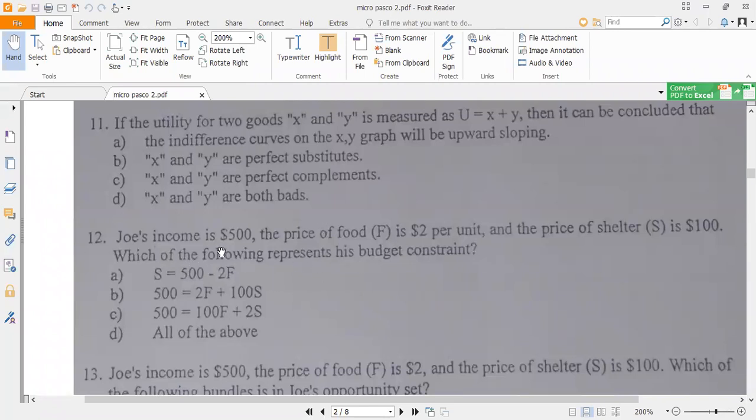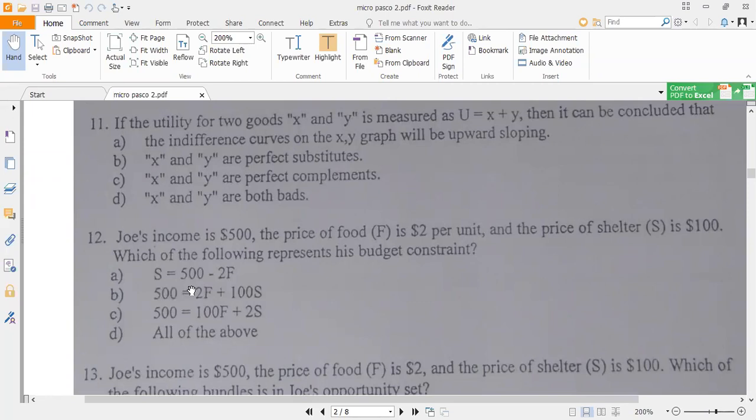For number 12, we have been given the income level, the price of food, and the price of shelter. They want us to state the budget constraint. The budget constraint states that your income level should be equal to your expenditure. Income has been given as 500, so that's what we have here. Expenditure on food is the price of food times the quantity of food that you buy. That is 2F. And the expenditure on shelter is the price of shelter times the quantity of shelter, so that should be 100S. So the budget constraint is stated as B.